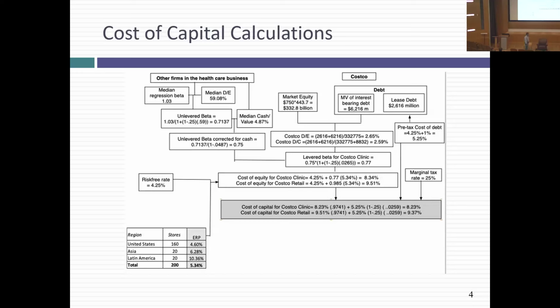So the cost of capital for the two businesses is different. The clinic business is going to be a safer business in terms of cash flows and cost of capital than the retail business. So you've got these two costs of capital going. I'm going to keep the two costs of capital on their own channels.